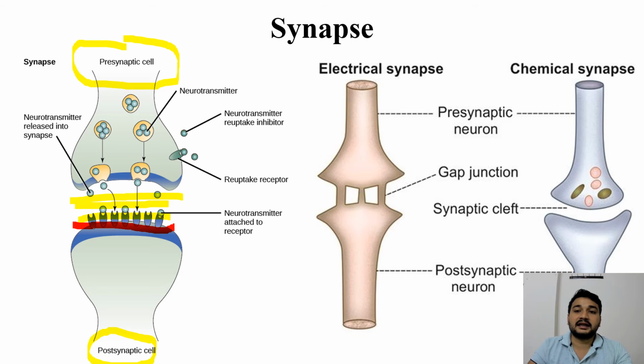Basically, in the chemical synapse the signal is transmitted with the help of neurotransmitters. Here you can see the neurotransmitter concepts. And on the left side is the electrical synapse, where a gap junction is present, whereas in the chemical synapse there is a synaptic cleft. In the electrical synapse the signal is transmitted with the help of electrical signals. So these are the differences between the electrical synapse and the chemical synapse.